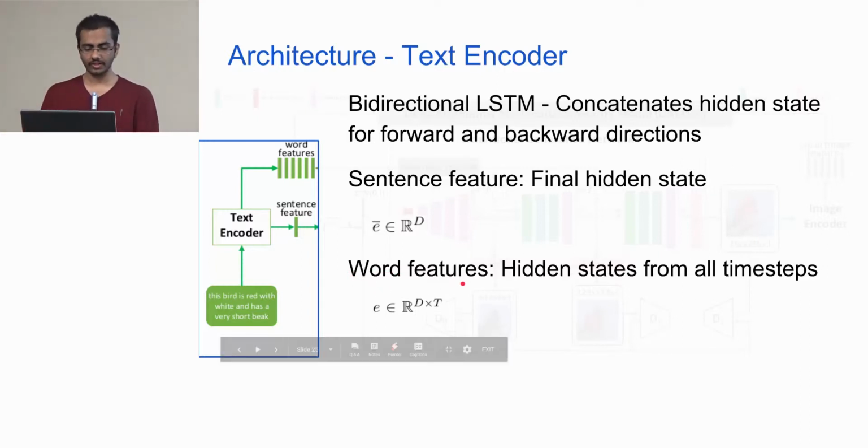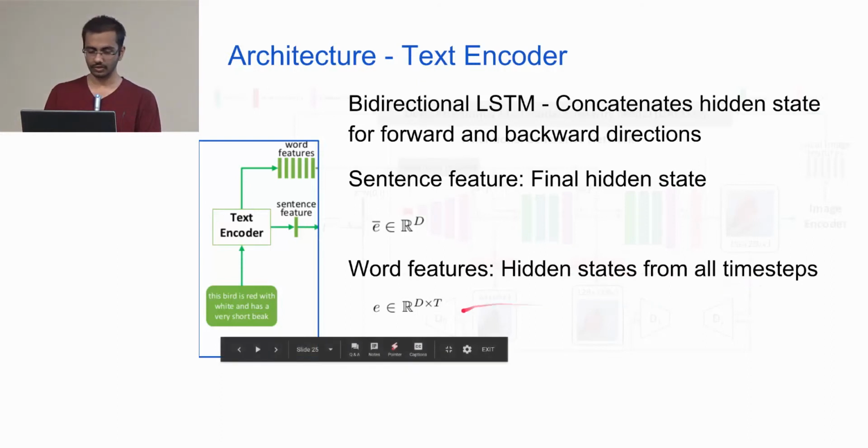So now coming to the word features part. Word features gathers hidden states from all time steps. So if you have a T-word sentence, this will basically be T. That's the only difference. So you stack them all up column-wise and you get this E matrix.